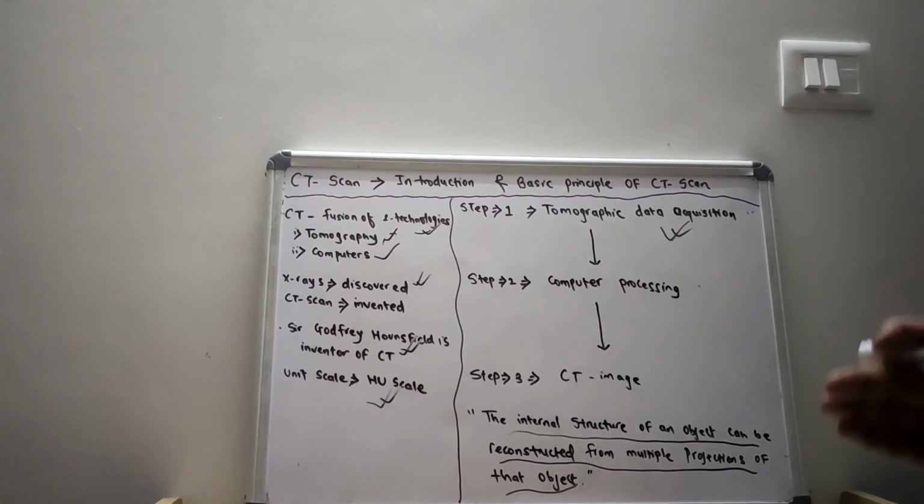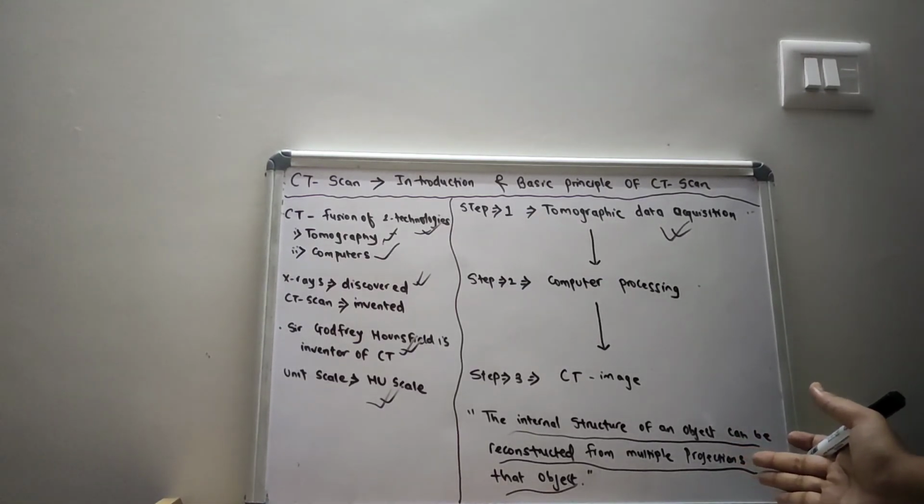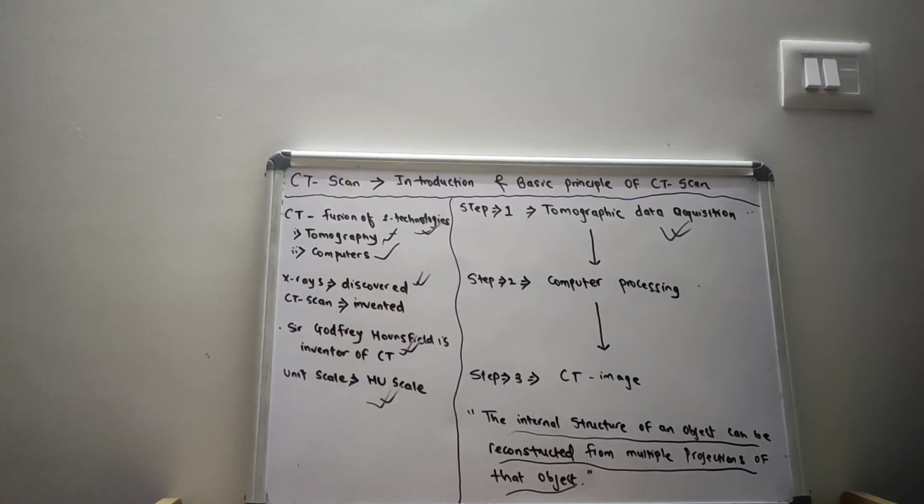So I am again going to state the basic principle of the CT scan: the internal structure of an object can be reconstructed from the multiple projections of the object. So this is the brief lecture about the introduction of the CT scan and the basic principle of the CT scan.